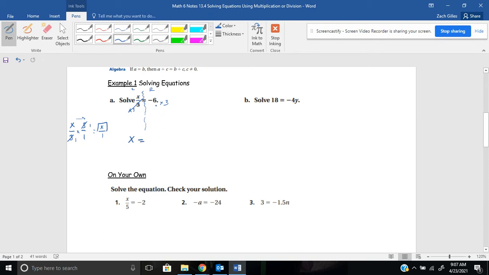So x is equal to, and then it's just a little bit of math. I have a negative times a positive, so I have different signs. It's going to be a negative answer. And 6 times 3 is 18.